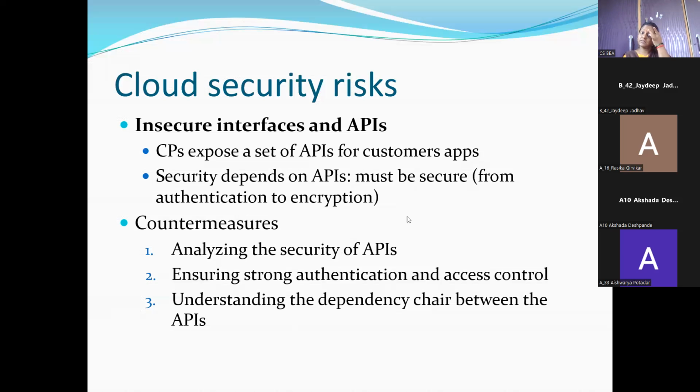So to mitigate these threats, the security model of cloud provider interfaces should be analyzed. Strong authentication and access control should be implemented. Encryption should be used for transmission of the contents, and the dependency chain associated with the API should be clearly understood. So this is a very important point, how you are going to save your data from insecure interfaces and APIs.